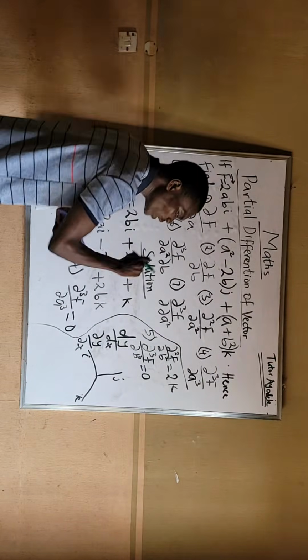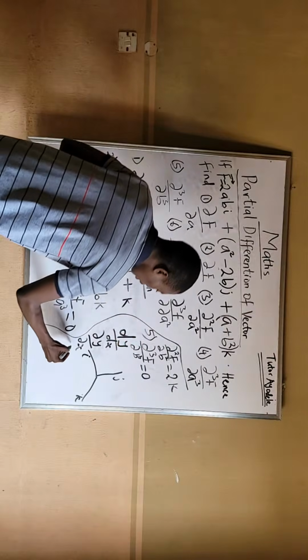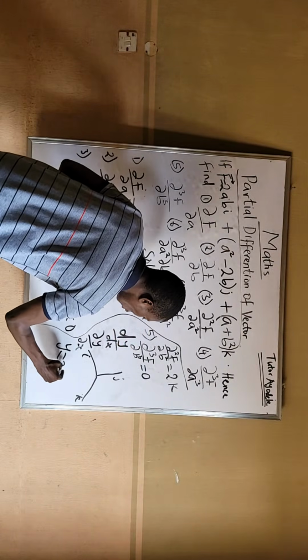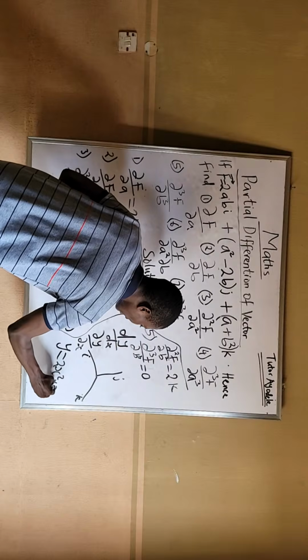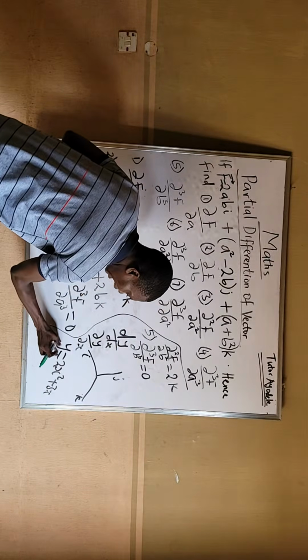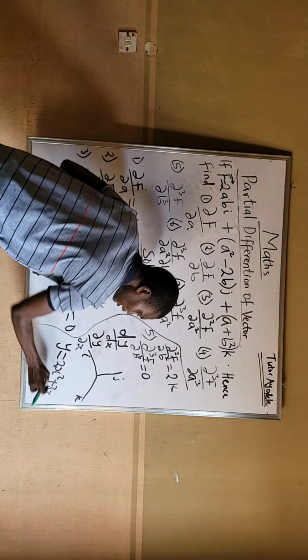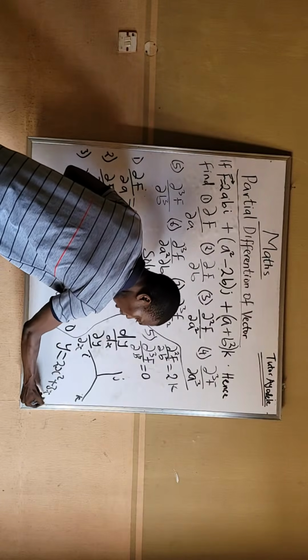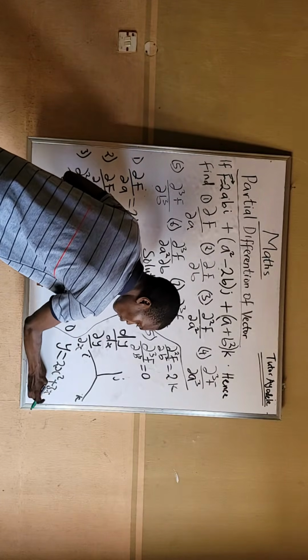But if it's only one function, for example, if I have y equals 2x squared plus 3x, now y is a function of x alone. There's no other variable here. We don't have v here. We don't have w here. We don't have k here.